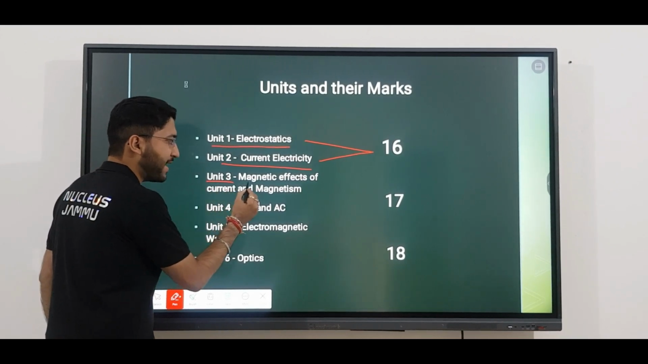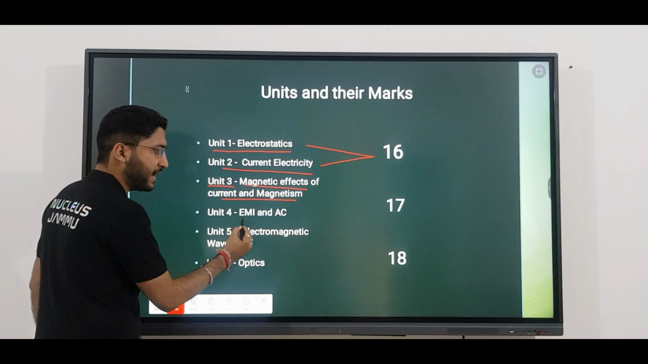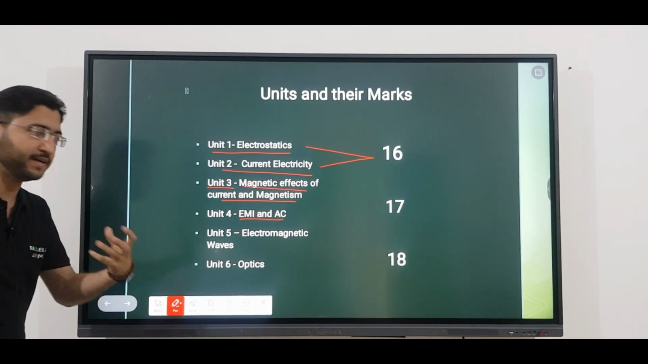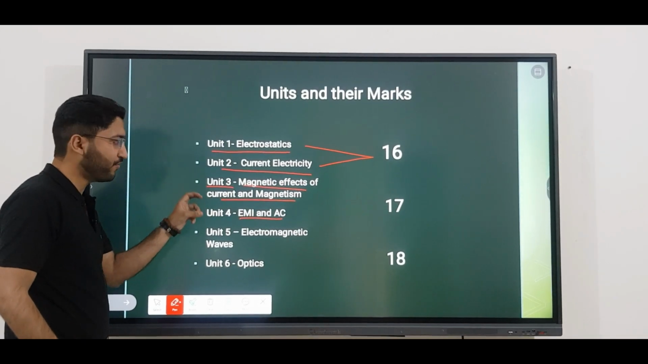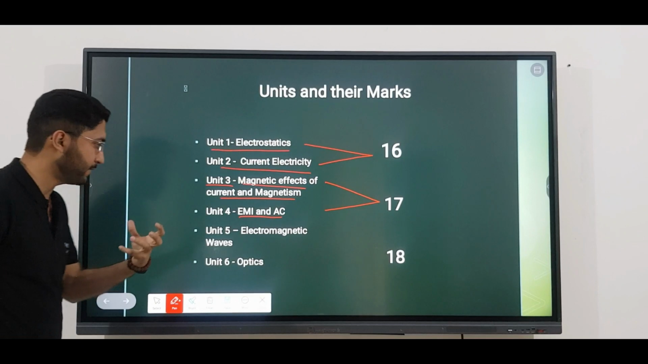Unit 3, magnetic effects of current and magnetism. Unit 4, EMI and AC. EMI means electromagnetic induction and AC means alternating current. Both third and fourth unit contain 17 marks for your final paper.